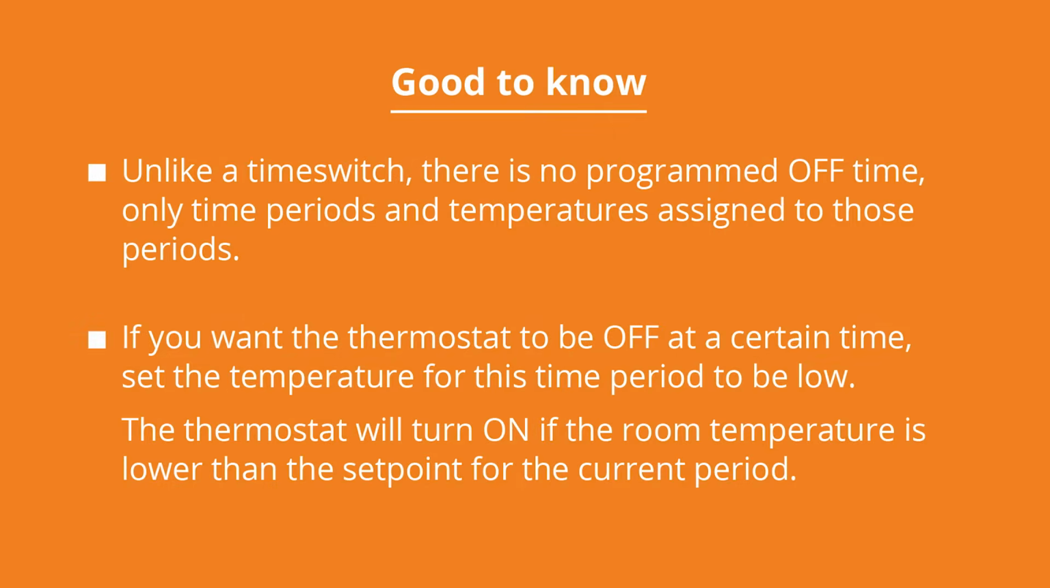Good to know. Unlike a time switch, there is no programmed off time, only time periods and temperatures assigned to those periods. If you want the thermostat to be off at a certain time, set the temperature for this time period to be low. The thermostat will turn on if the room temperature is lower than the set point for the current period.